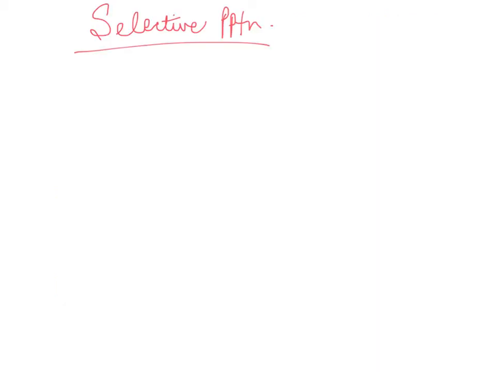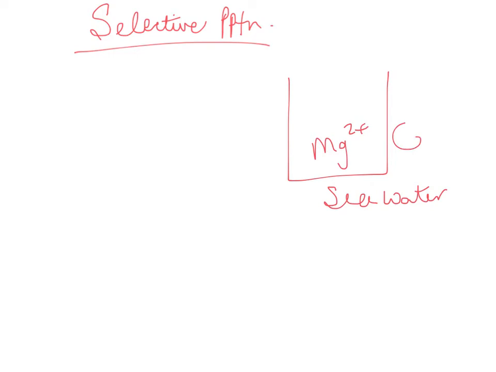Now, there is a concept of selective precipitation, which is a process in which a solution that contains different dissolved metal cations, those cations can be separated from each other by a process called selective precipitation, in which what we do is we add a reagent which forms a precipitate only with one of the dissolved cations. Just to give you an example, let's say you have seawater. Now, seawater we know contains magnesium as well as calcium. Both of those are present, okay?